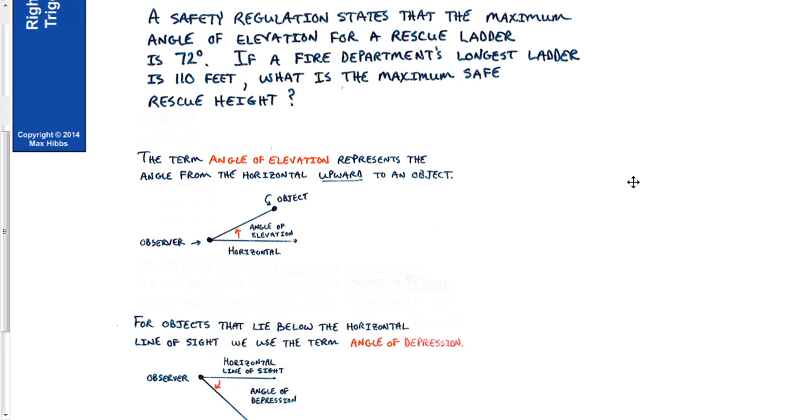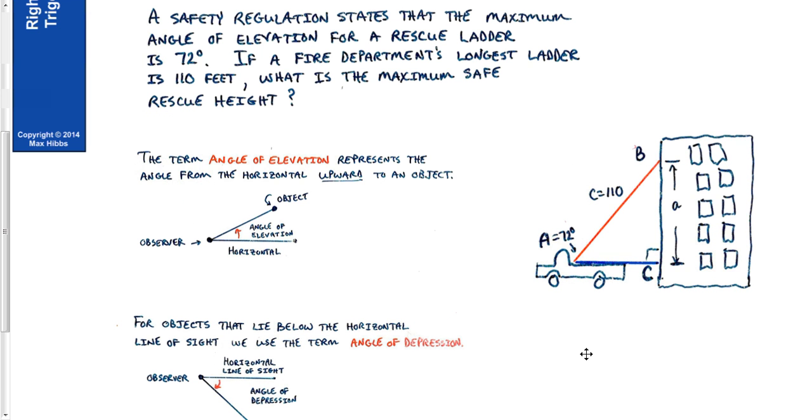Okay, well, let's get back over here and let's see if we can't sketch a graph. I'm kind of proud of my graph. Now, by the way, what I've done here is we've got a fire truck. It's got a ladder on it. We've got a building. I've just illustrated that. The length of the ladder is 110 feet long. That says the fire department's longest ladder is 110 feet long. The safest angle of elevation is 72 degrees. And so that's going to be this angle off of the horizontal.